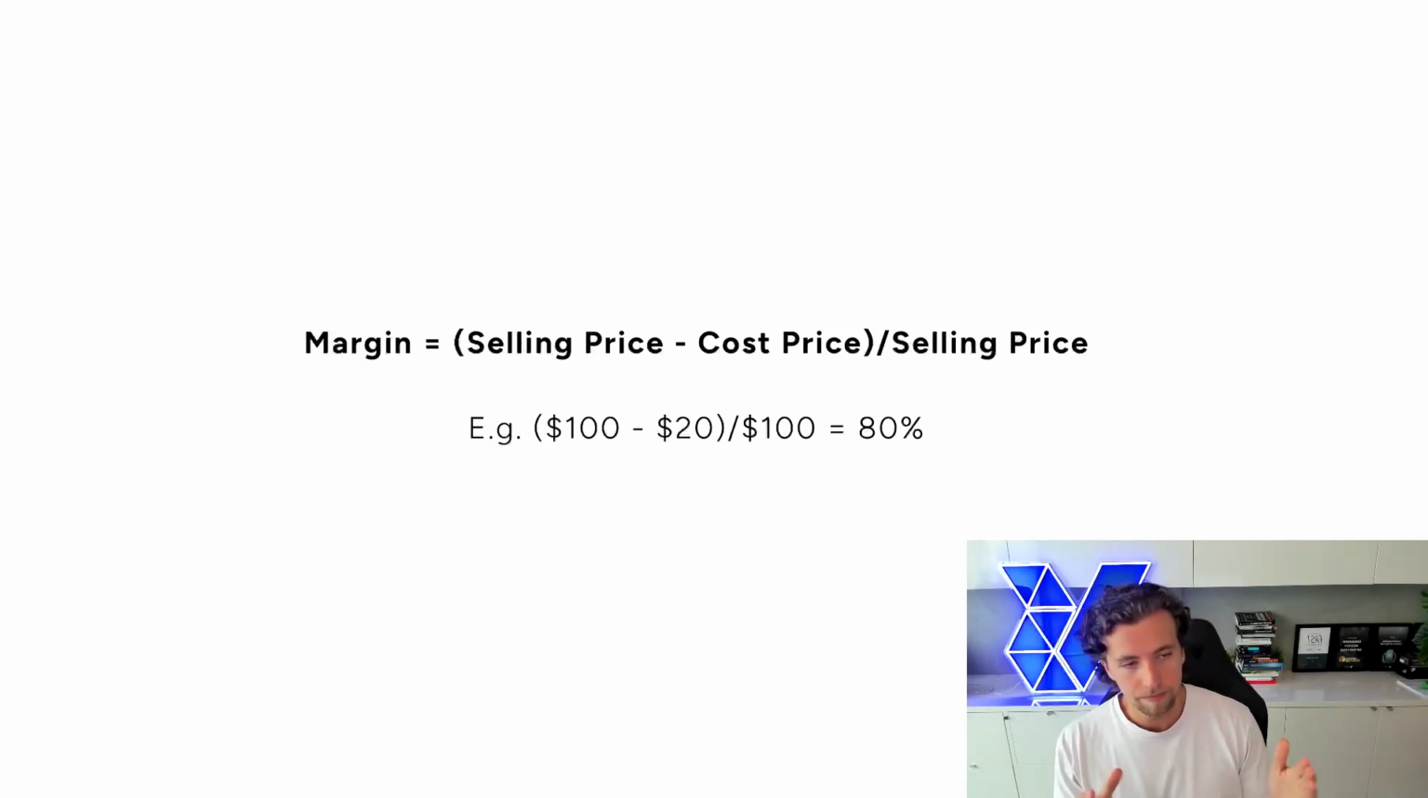So margin, the formula is your selling price minus your cost price, divided by your selling price. You can see, for example, if we have a product that costs us $20 and we're selling it for $100, the margin comes out at 80%.